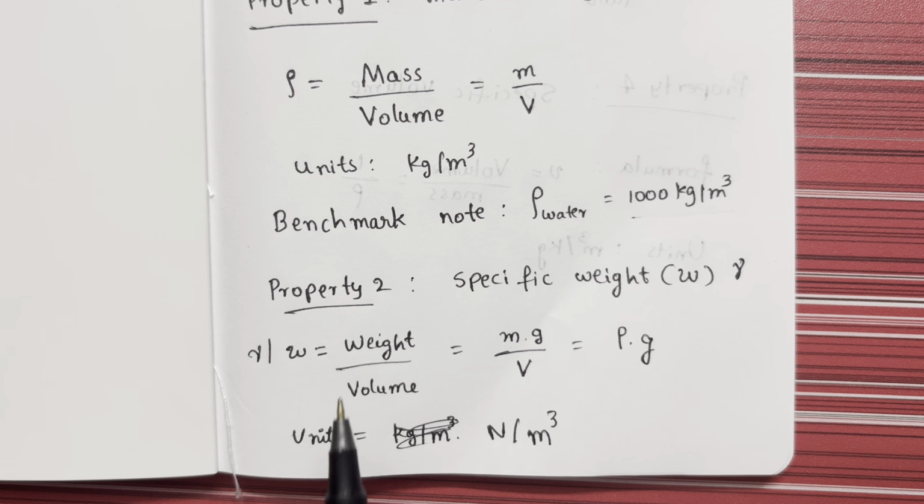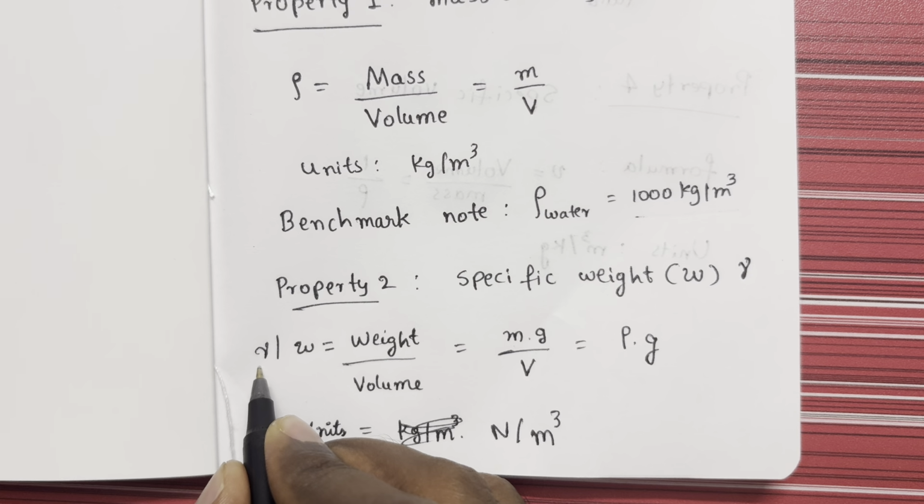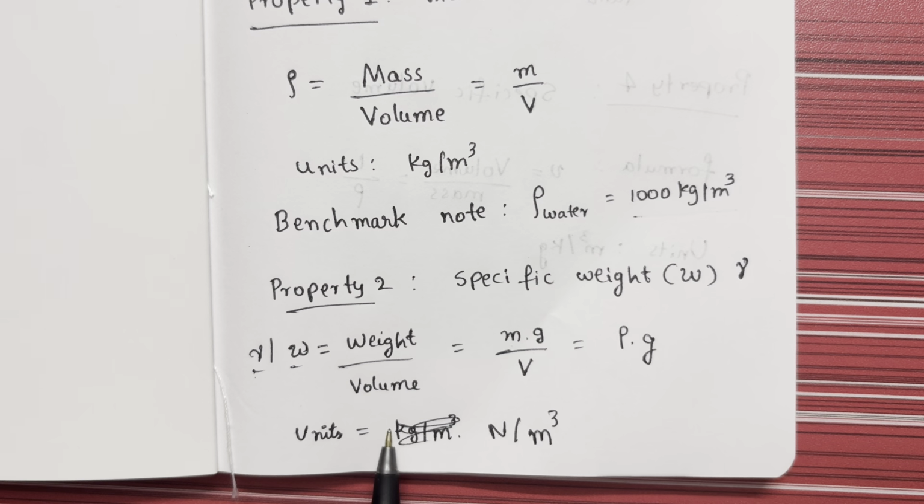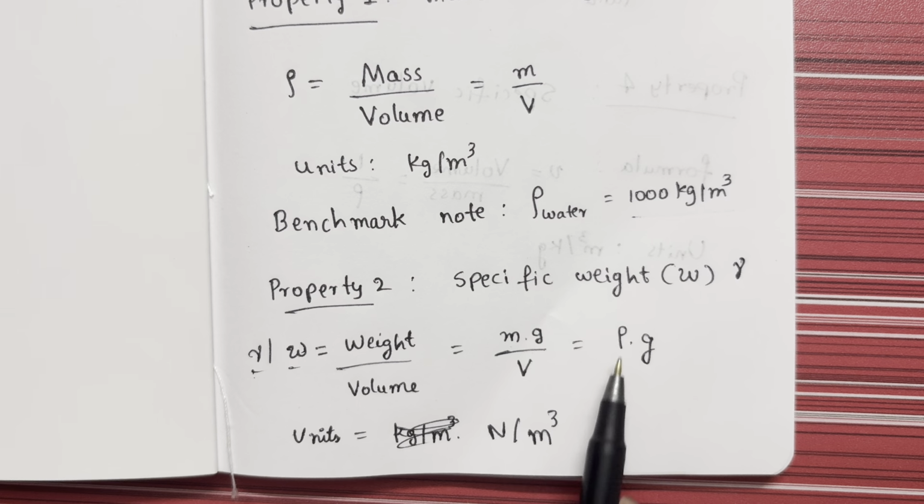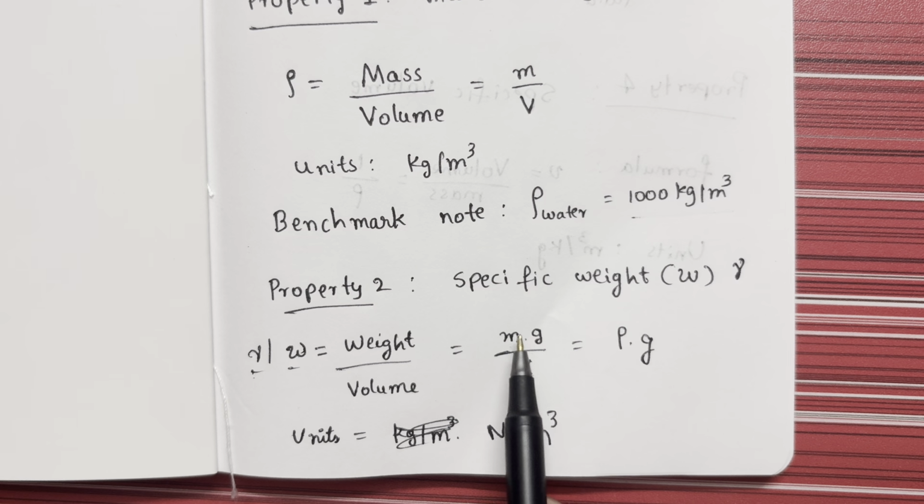So what's the formula? Specific weight is denoted by gamma, and this is W. So it is equal to weight by volume. What is weight? Mass into gravity divided by volume, and mass by volume is density. Density into gravity is what? Specific weight, and its unit is Newton per meter cube. Why? Obviously, the volume's unit is meter cube. Mass is kg, and mass into gravity is basically force, so this unit is Newton.